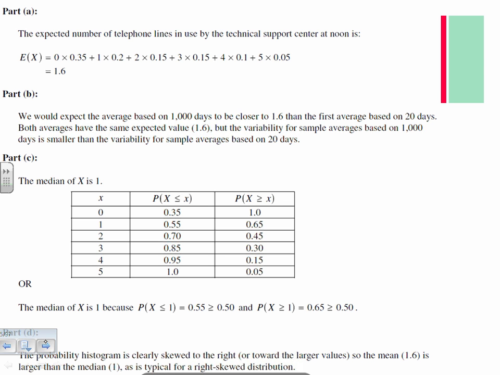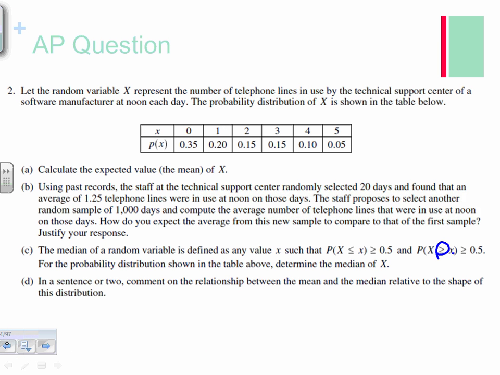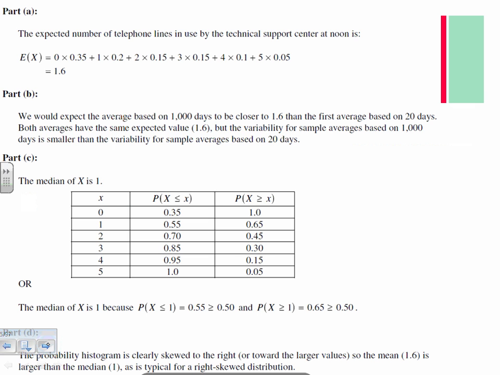Okay, and then the last one asked, what did it ask again? In a sentence or two, comment on the relationship between the mean and the median relative to the shape of the distribution. So if we found the mean to be 1.6 and the median to be 1, so if the mean is higher than the median, then remember, the mean gets pulled out by the skew more, so I know it's going to be skewed right.